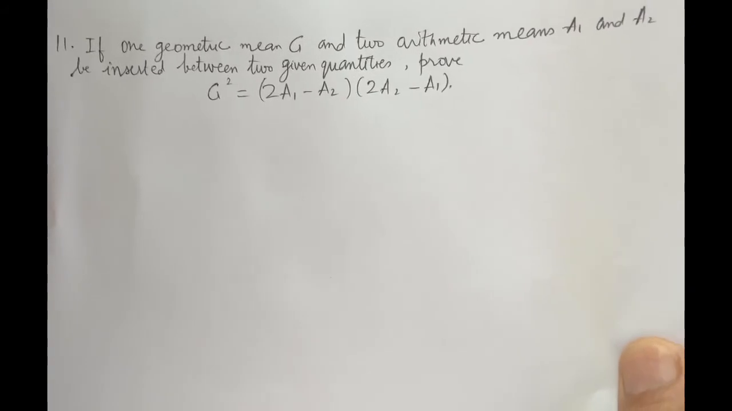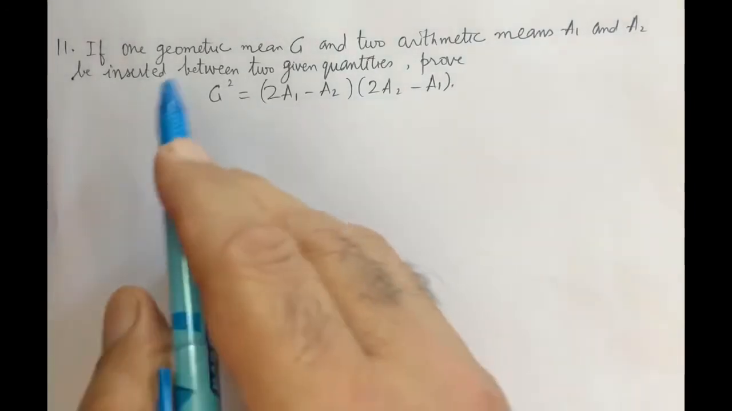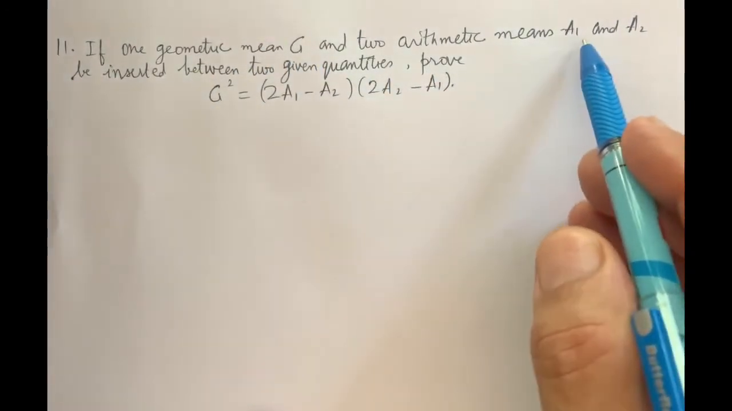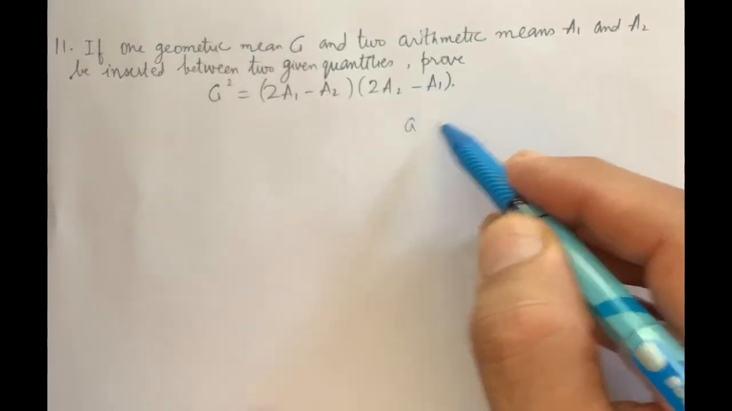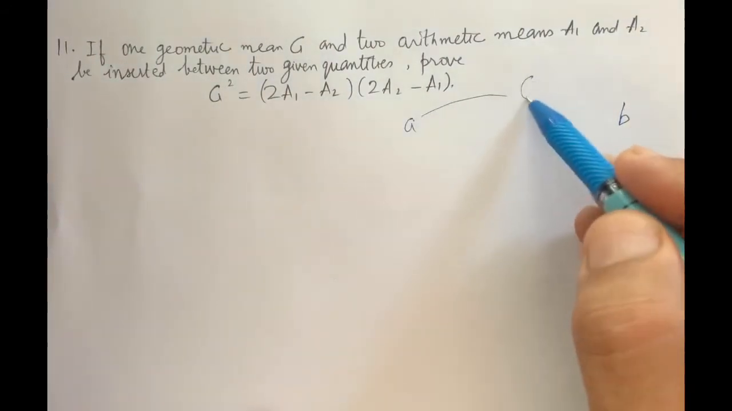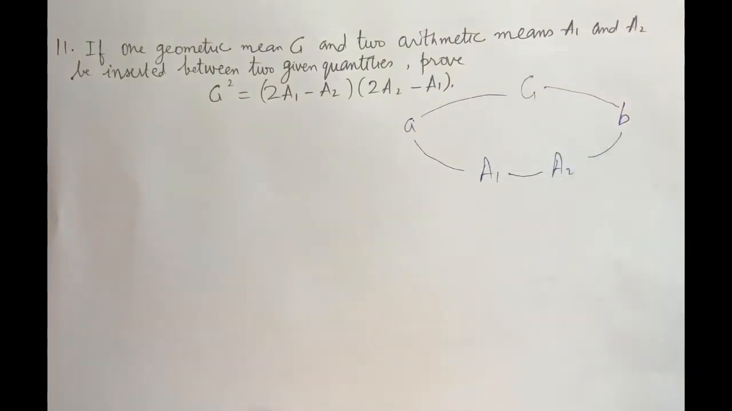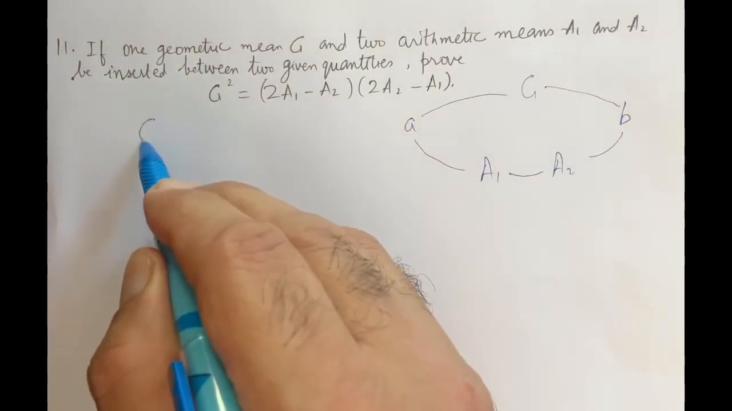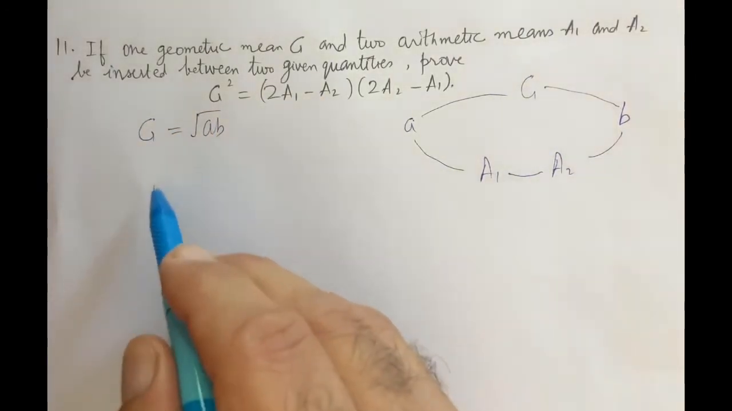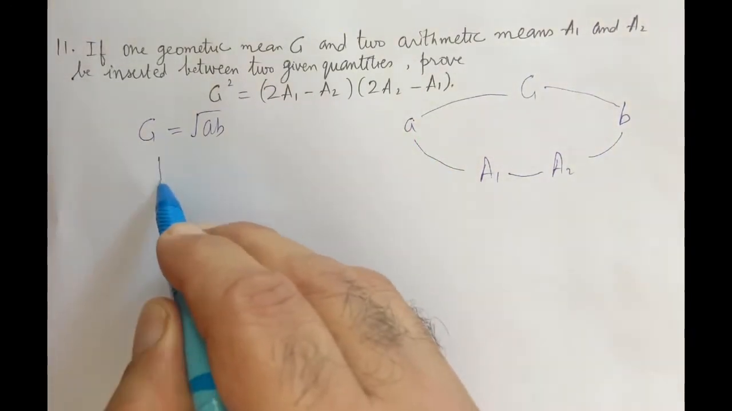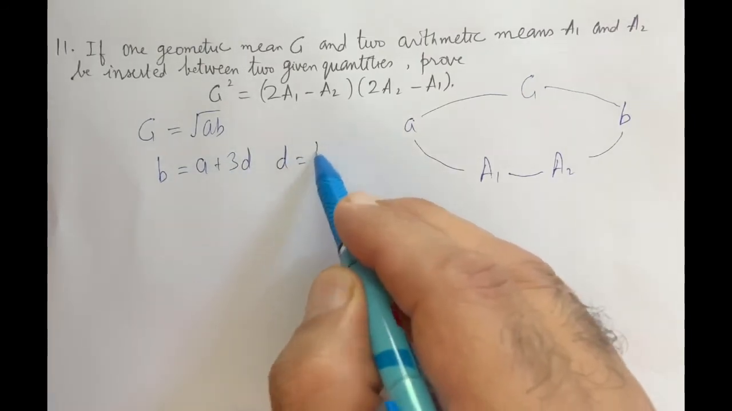The next one. One geometric mean g and two arithmetic means a1 and a2 are inserted between two quantities. So let's say again quantities are a and b. We have one geometric mean g and two arithmetic means a1 and a2. So g is geometric mean, g is root of ab, and when these arithmetic means are inserted, this becomes an AP. And b is fourth term of AP, that's a plus 3 times d, or d is b minus a upon 3.